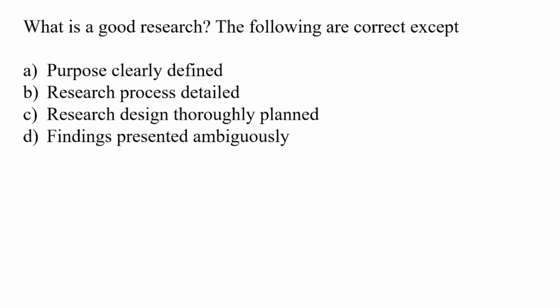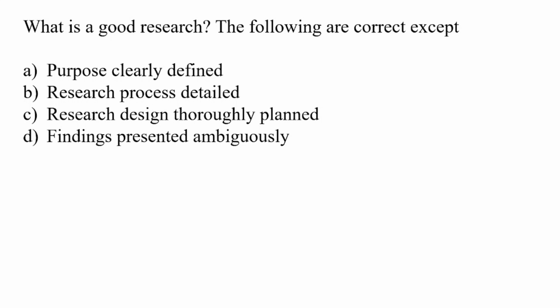So what is a good research? The following are correct, except: purpose clearly defined, research process detailed, research design thoroughly planned, findings presented ambiguously, which is not correct. The question is, the following are correct except. Findings presented ambiguously. Yes, ambiguous basically means open to one or more interpretations, not having one obvious meaning.